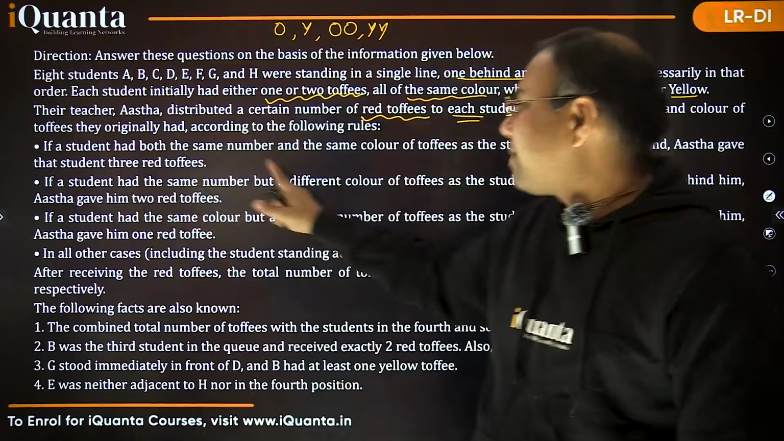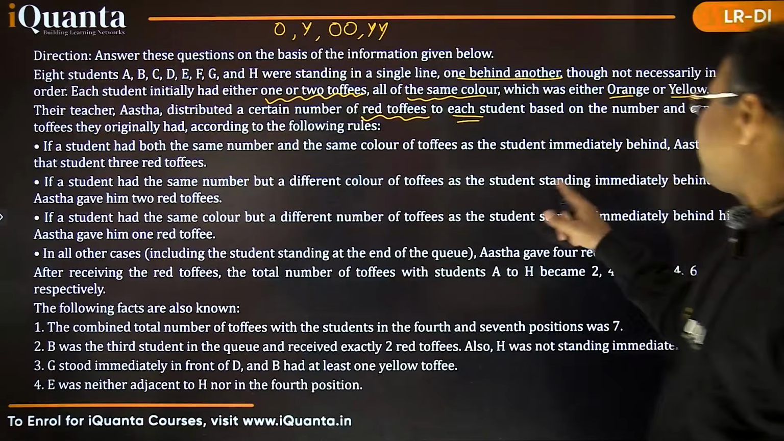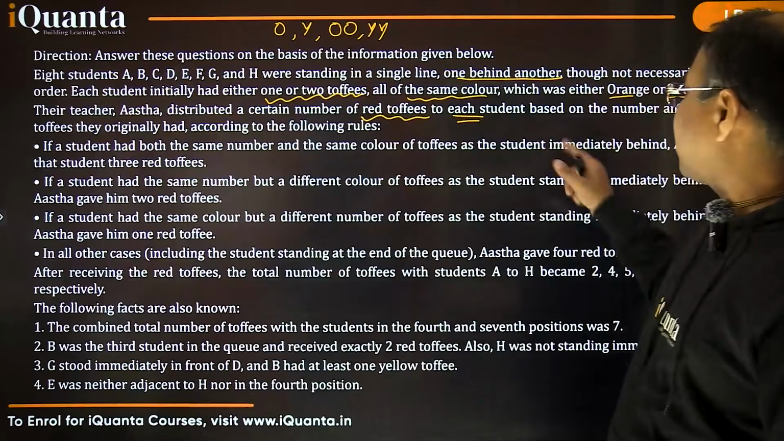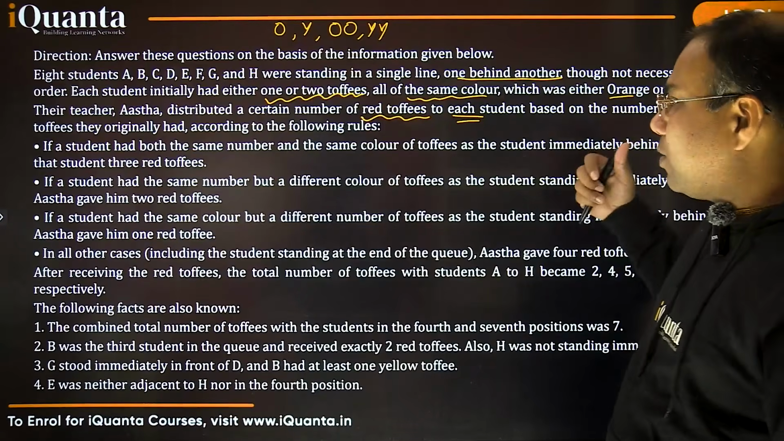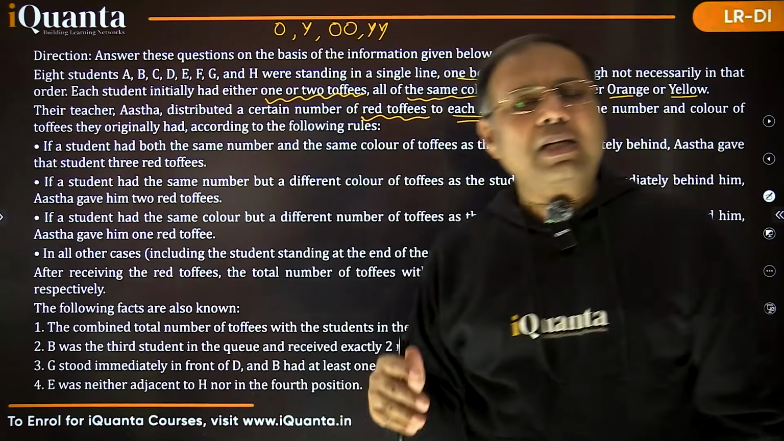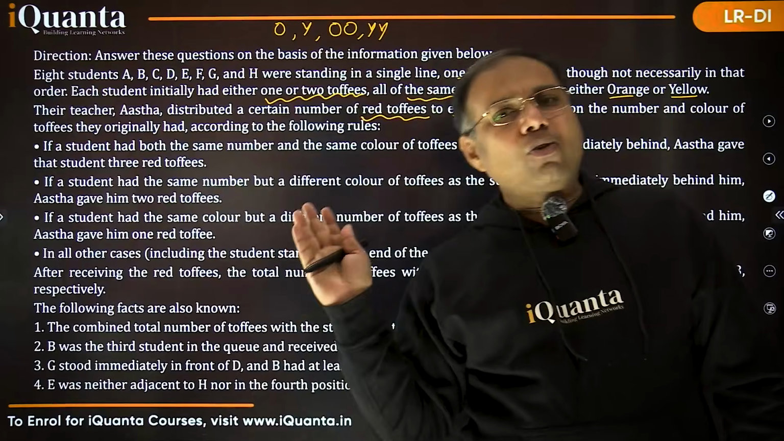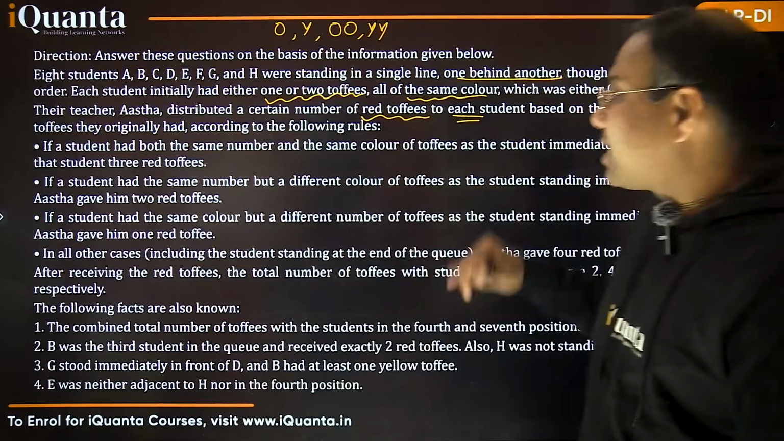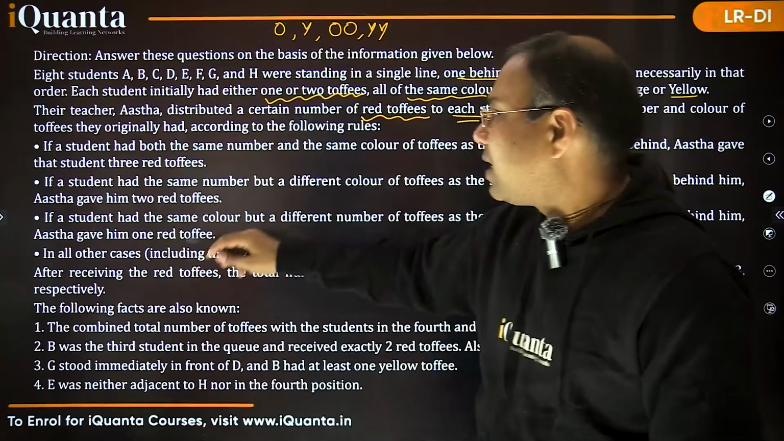If a student had the same number but different color as the student standing immediately behind, so this is the same situation. So we are comparing every student with the student who is standing immediately behind. So what is the number of trophies with the student at the back? Based on that, Astha is giving them trophies. In the previous case, it was 3 red trophies. Now it is 2 red trophies.